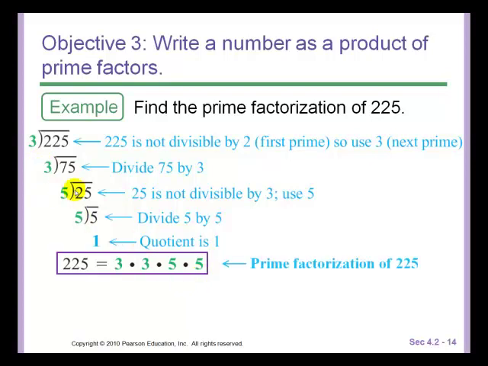Our prime factorization is 3 times 3 times 5 times 5. A quick note, you could have started with 5 instead of 3. That's okay, you would eventually get to the same answer.